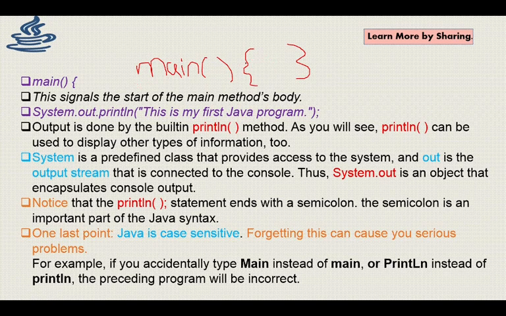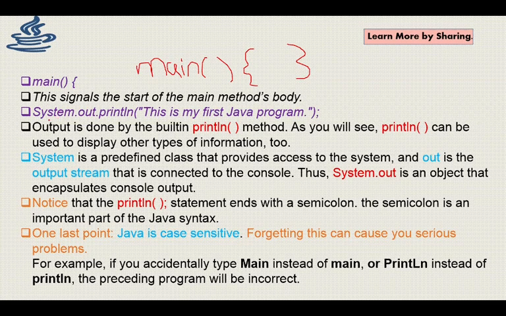It starts with the opening curly brace, just like our class started with the opening curly brace. So it signals the start of the main method's body, right? So we look at the system.out.println. So this is my first Java, which is a string being typed. So if you saw inside here, we had an array of string type. So meaning this method is able to even execute strings, right?